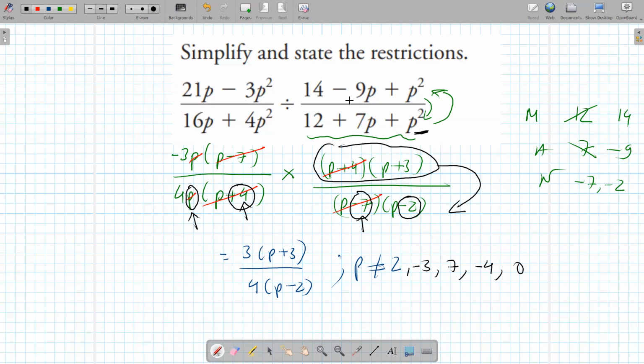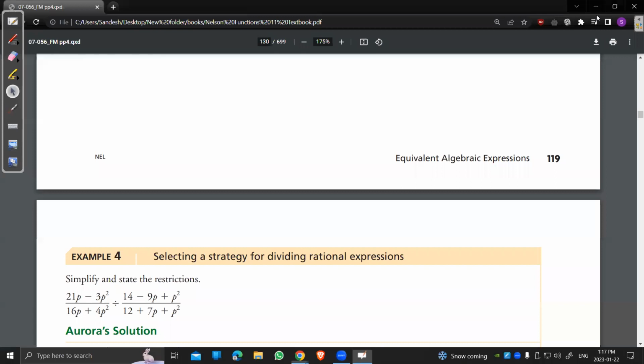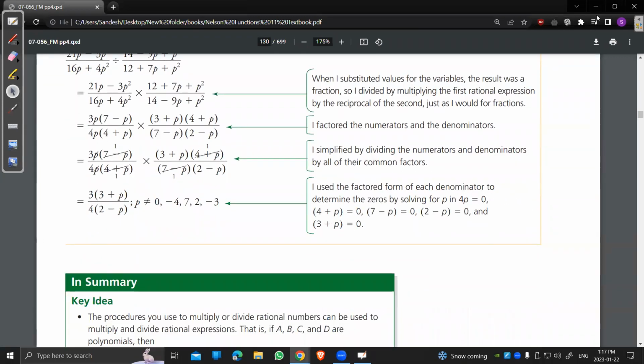For this one, there's 5 different restrictions. Let's see if they agree with us. 1, 2, 3, 4, 5. Yeah, there we go. Does that make sense? Because that's how they trick you sometimes with the restrictions.